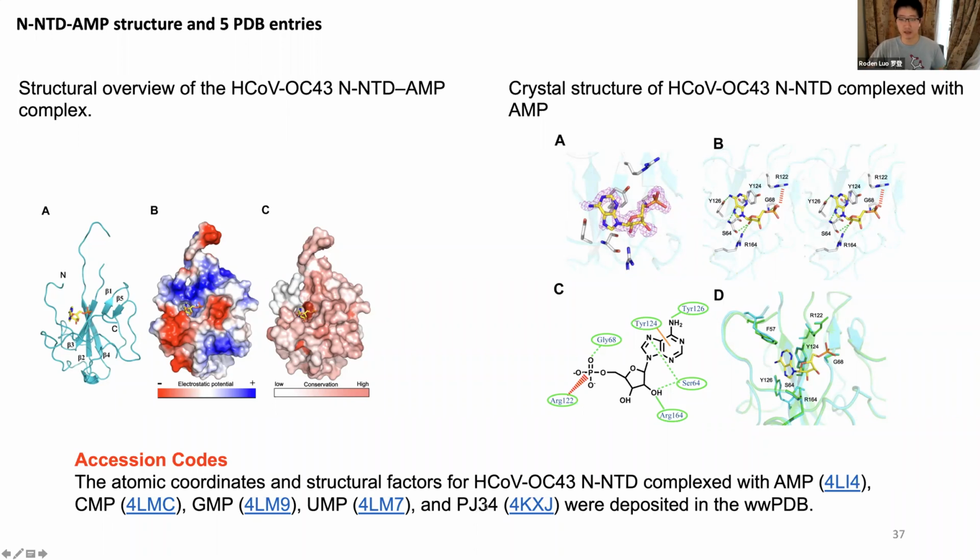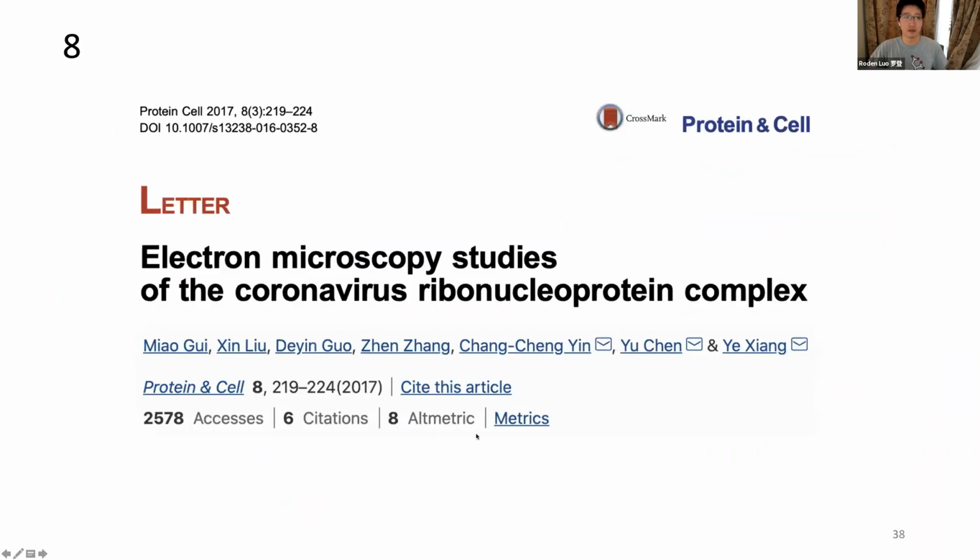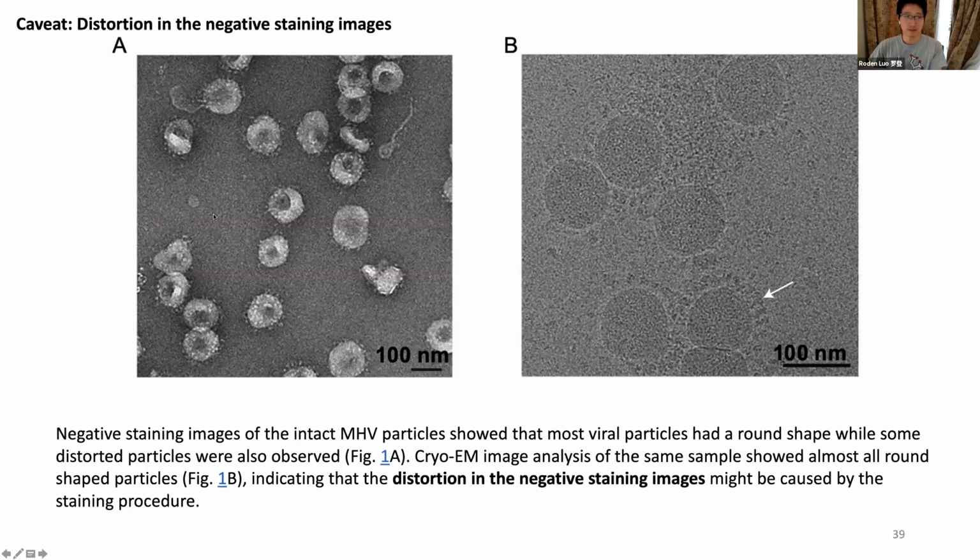It also has the analog, the inhibitors binding structure. Another paper, this is also I found after I started preparing my slides, but I found this one is too good to be missed, so I included it. These slides I want to show a caveat that there are distortions in the negative staining images. On the left side are the negative staining images, where you can find some eclipse-shaped virus. Not all of them are a perfect sphere, but in the cryo-EM images, most of them are better sphere shaped.